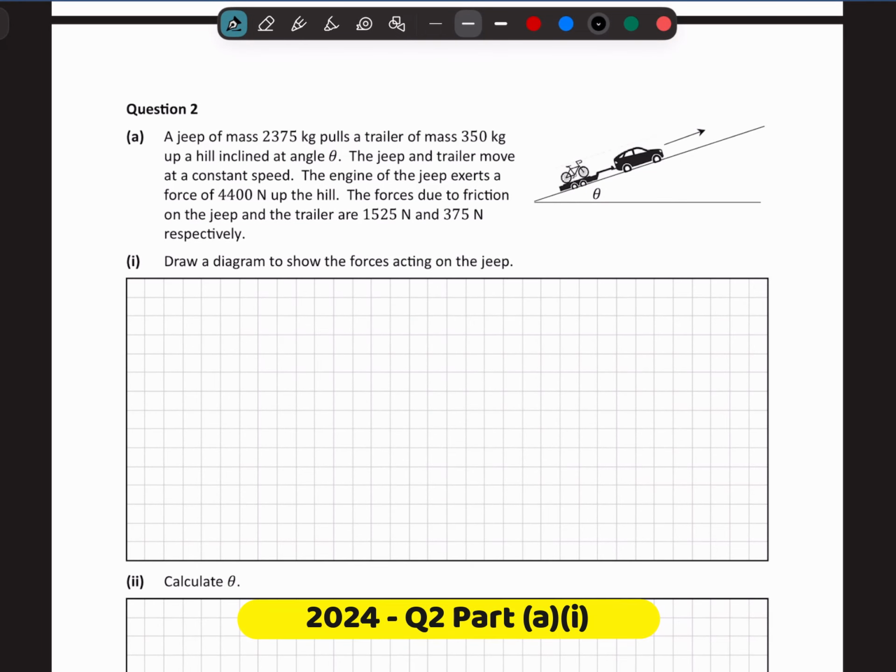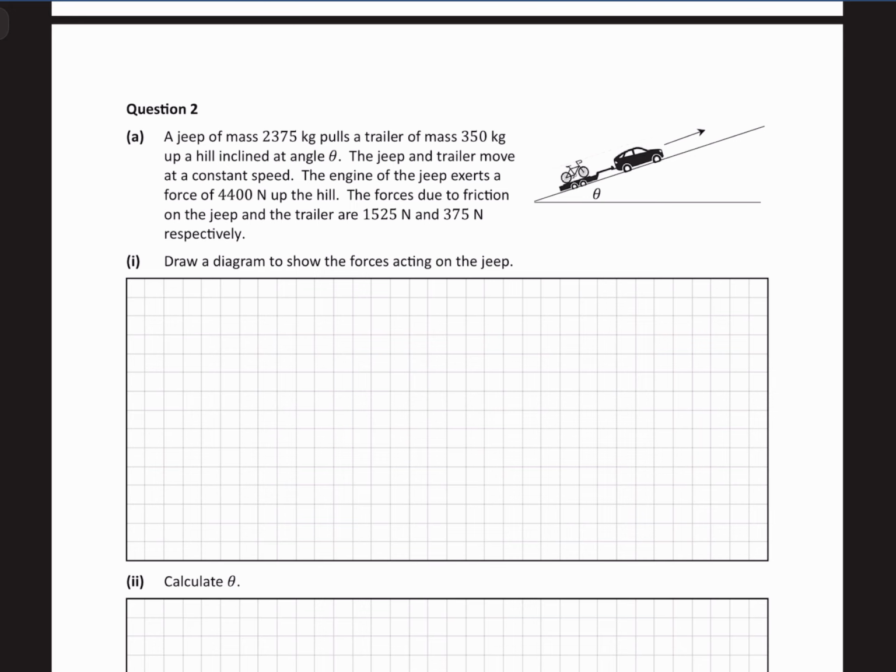Taking a look at 2024 question 2a. So a jeep of mass is moving up the hill and it's pulling a trailer of another mass. The hill is inclined at an angle theta. The jeep and the trailer move at a constant speed, so there's no acceleration on this one. Very important to note in a while.